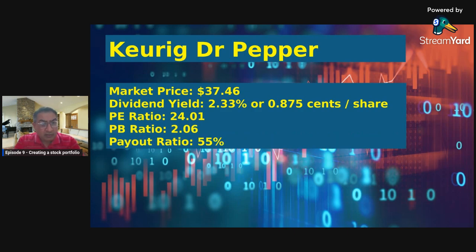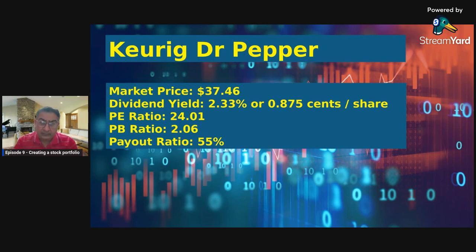Payout ratio is again a very good 55%. Anything between 30 and 70% is good. At 55%, this is a very good payout ratio. What this means is that of the overall profits, 45% of the profits are being reinvested into the business, which means they'll be able to spend more on R&D and grow the business, and maybe increase the dividend for us in the future.